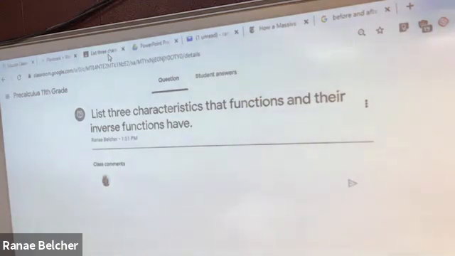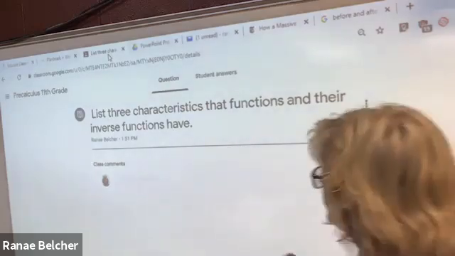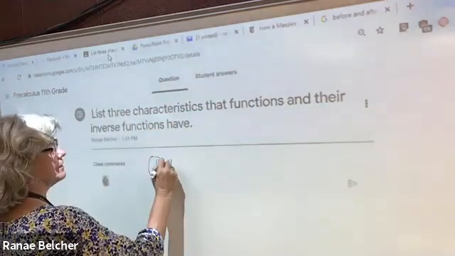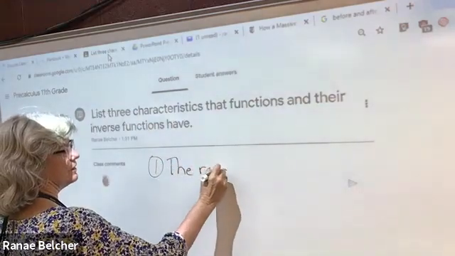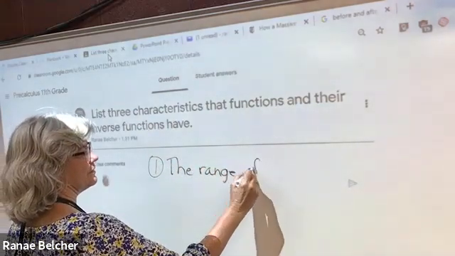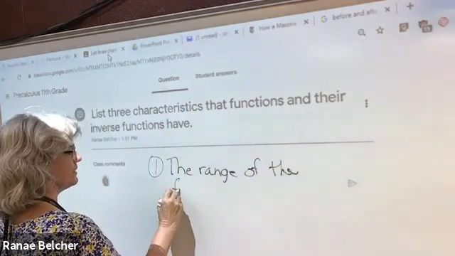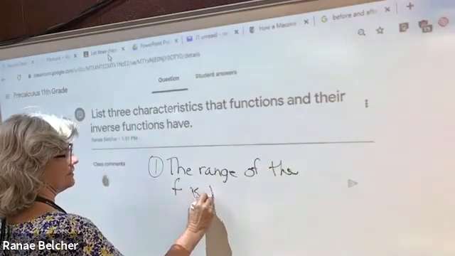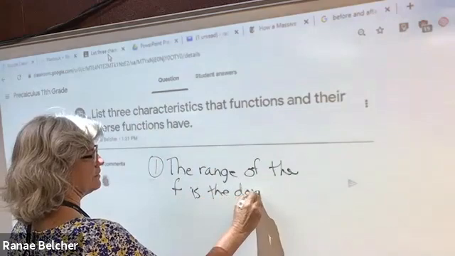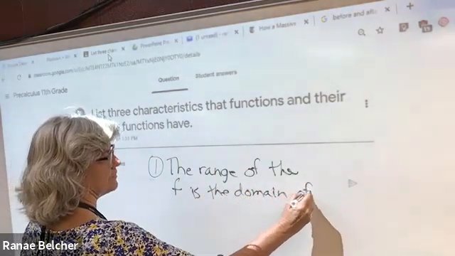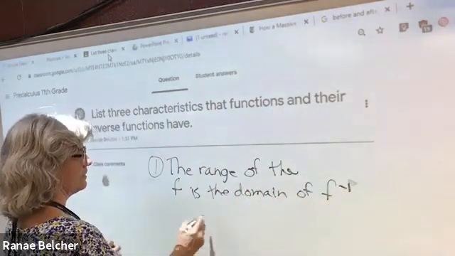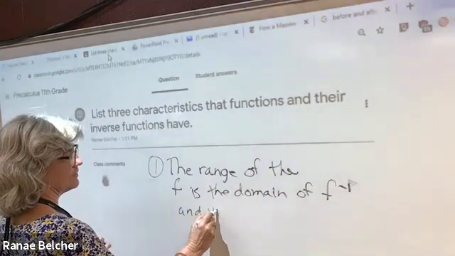Okay, so several of you have found that the domain of the function is the range of the inverse and vice versa. The range of the function is the domain of the inverse, and vice versa.